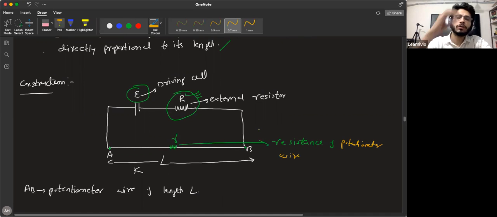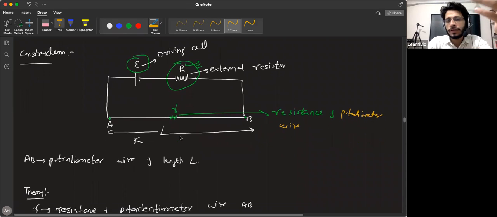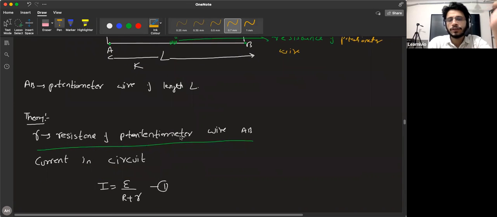Now let's do some simple calculation. Let's calculate the current in the circuit. You have one external resistor, you have the resistance of the potentiometer, and this is the cell which gives current to the potentiometer wire. How will you calculate current? Anyone? It's an open question to all. Capital R plus small r plus internal resistance of the cell. No, there's no internal resistance in the cell, at least for the sake of discussion. Yeah, it's total EMF by total resistance. Very good. So it's E divided by R plus r. That's the current in the circuit.